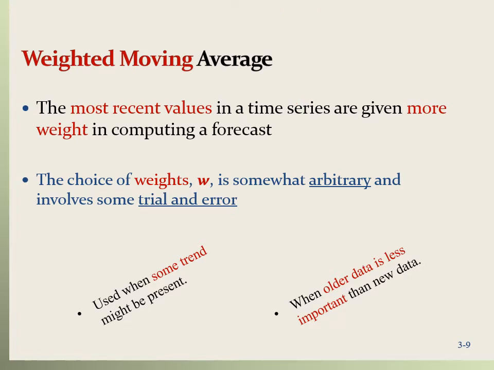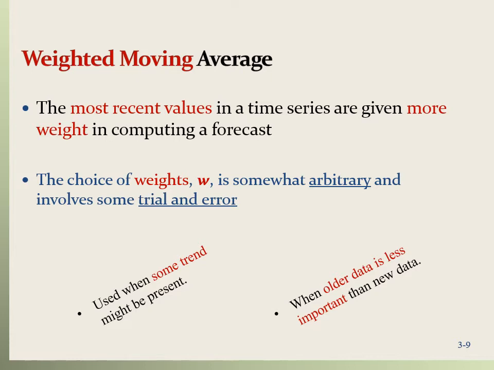The most recent values in a time series are given more weight in computing a forecast in a weighted moving average. The choice of weights, which we show by W's here, so these W's are coefficients for each time period in your weighted moving average formula. The weighted moving average formula is kind of similar to the moving average formula, but every value from each period that you use has a coefficient W, specific to that period. And for those values or periods that are more recent, you give them higher weights.